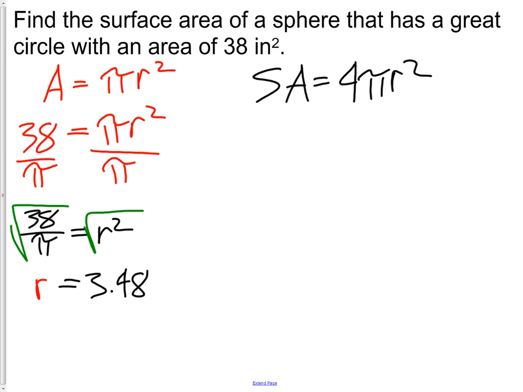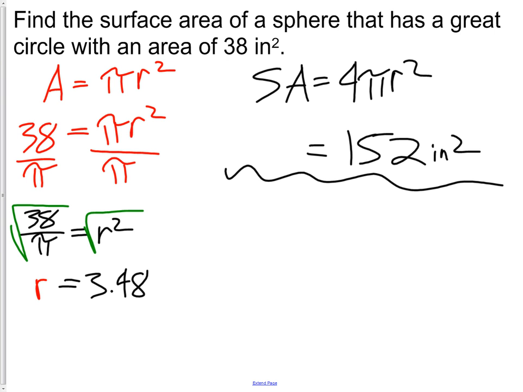I'm going to show you this in 2 different ways. But the first thing I'm going to do is on my calculator, hit the square button. That will immediately take that long decimal answer and square it. Then I'll take that times pi, and finally take that times 4, and I'll have my answer. If you have done that all correctly, it actually will end up being 152 inches squared.